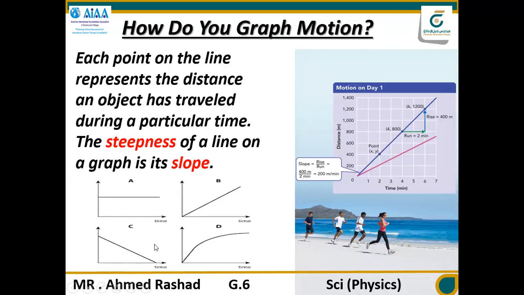So steepness, we have different kinds of steepness here. Actually, in the beginning of graphing motion, we have to use the two variables of motion, that's distance and time. So when I draw this line, that's called steepness.